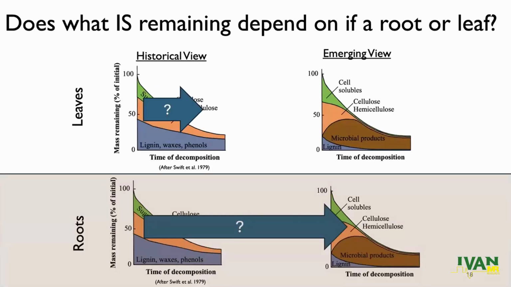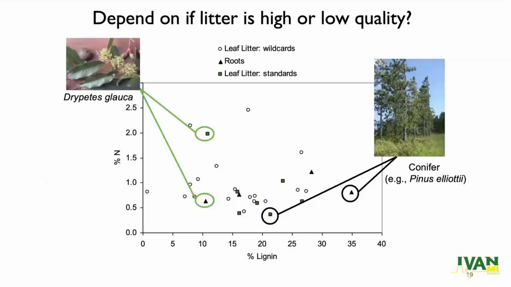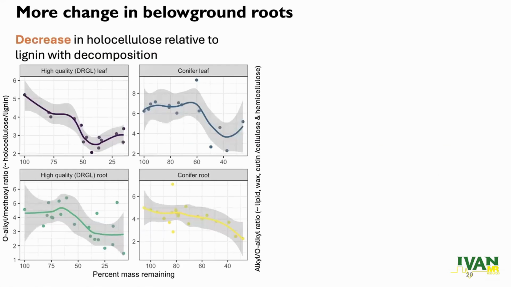Okay. So returning to our questions, thinking about whether what is remaining depends on if it's a root or a leaf, or if it is high or low quality? These are some figures based on some of the ratios that you can develop from those integrated regions. So this is the O-alkyl over methoxyl ratio. So it's sort of like holocellulose over lignin.